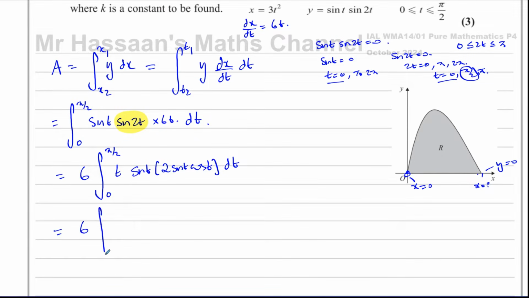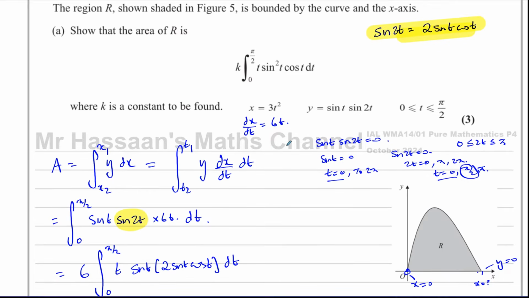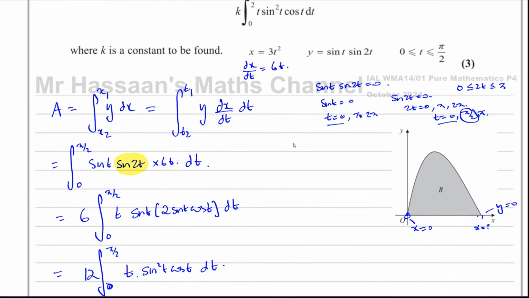I have 6 times the integral between 0 and pi over 2. Now this is going to be 6 times 2. I'm going to take the 2 out, so it's going to be 12 on the outside. I've got t times sine squared t cosine t, which is what I have to show. So sine t times sine t is sine squared t, and cosine t. And that has to be integrated with respect to t. And there we have shown this integral will give us the area. That's the area of R.